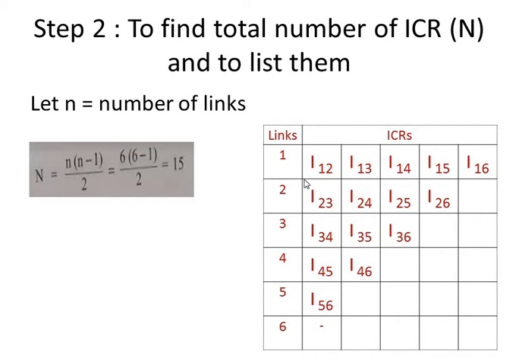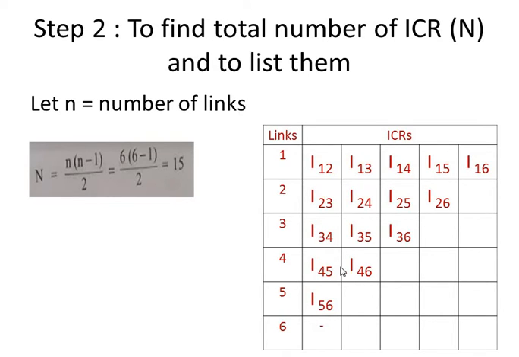Likewise, we take link number 2. So we have to take the ICR of link number 2 with link number 3, because the ICR of 2 with respect to 1, that is I21, is the same as I12, which we have taken already. So we will not take link 1 now. We will take the next link, I23, I24, I25 and I26. Then we will take I34. We will not take I32, because I32 and I23 are the same, which we have taken already. So I34, I35 and I36.